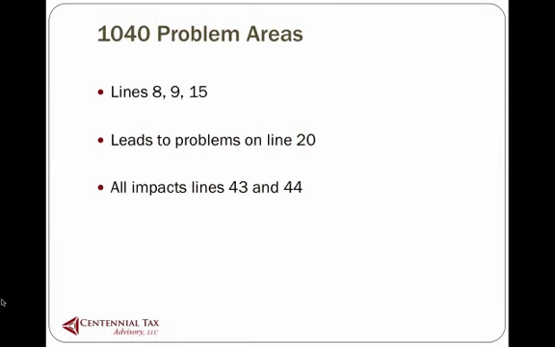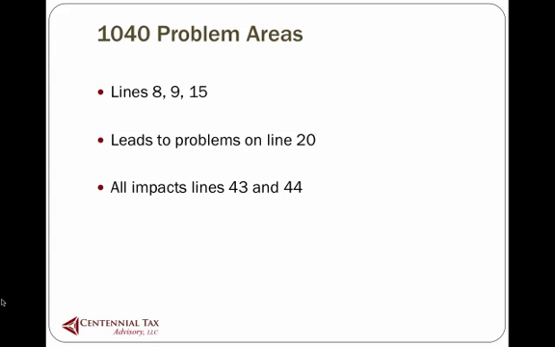So when we look at a tax return, and we're going to look at one in just a minute, there are a few different line items that we really want to pay close attention to, because these are the lines that our investment portfolio affects, right? That's right. So we have lines 8, 9, and 15 that we're going to look at in a minute. And ultimately, a lot of the entries on those lines lead to problems in line 20.